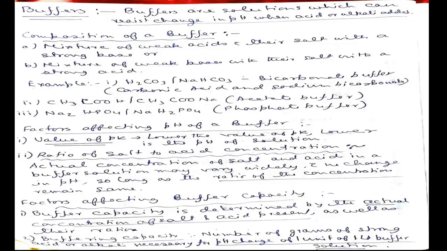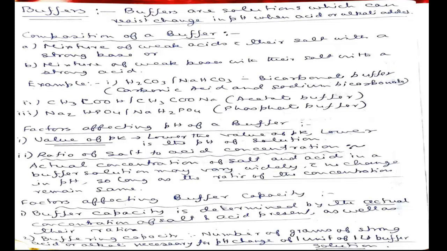Now, next is factors affecting pH of a buffer. One is value of pK. Lower the value of pK, lower is the pH of the solution. Next is ratio of salt to acid concentration. Actual concentration of salt and acid in a buffer solution may vary widely with no change in pH as long as the ratio of the concentration remains the same.